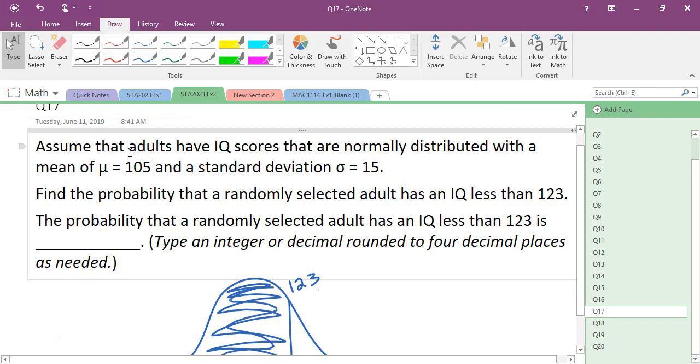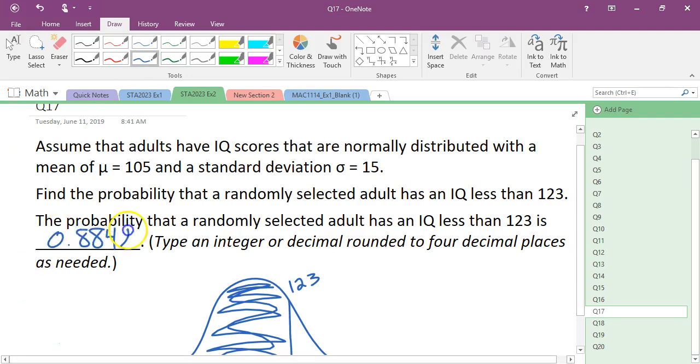So, grabbing my pen. So, 0.8849. Yeah. Nothing crazy there.